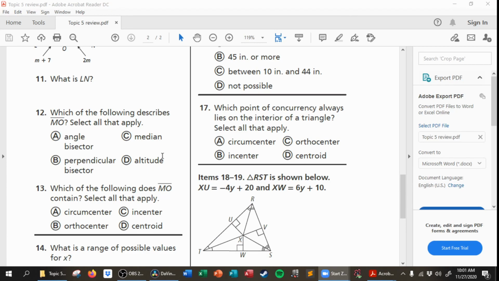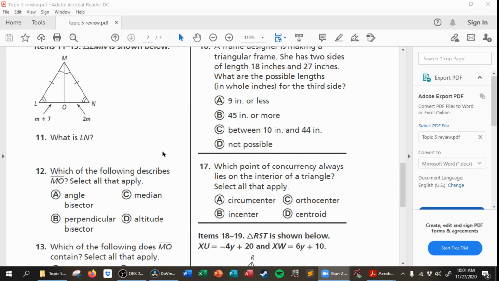Number 12. Which of the following describes MO? It is an angle bisector, right? Because it cuts the angles in half. Is it a median? Well, yeah, if it wasn't a median, we couldn't have proven that or said that m plus 7 is equal to 2m. So far we know those two are right.